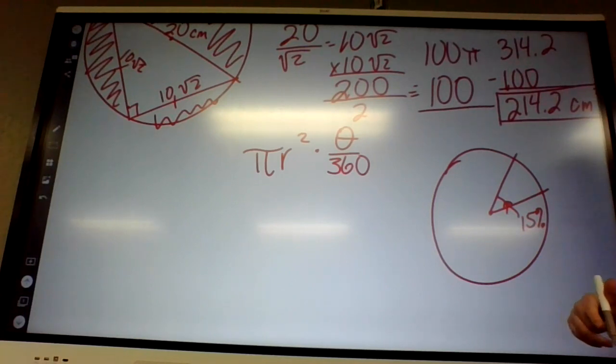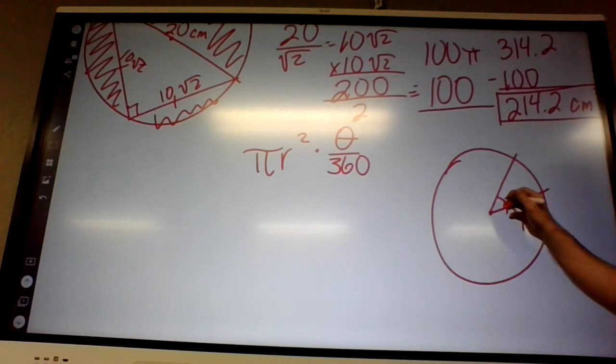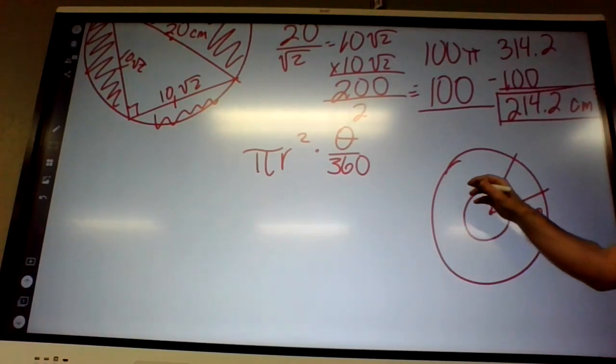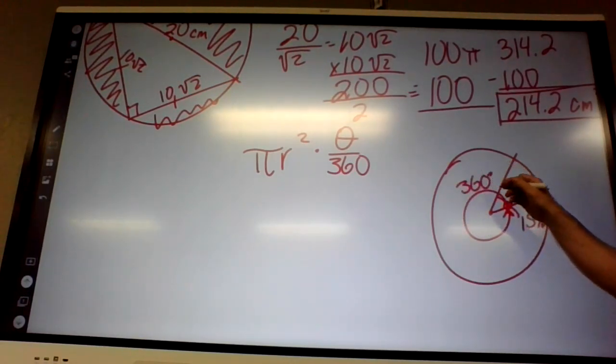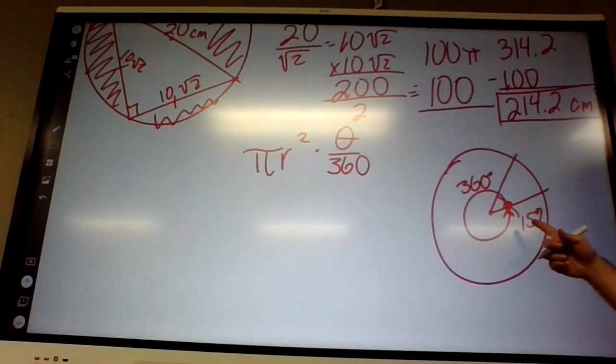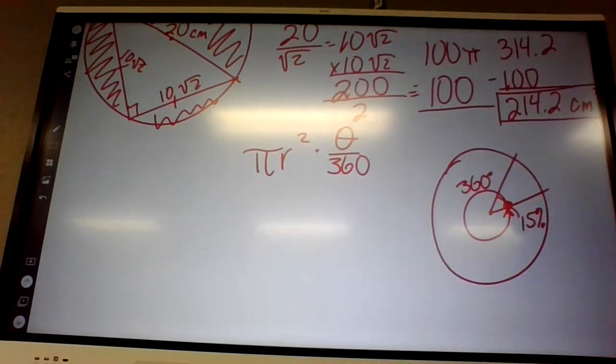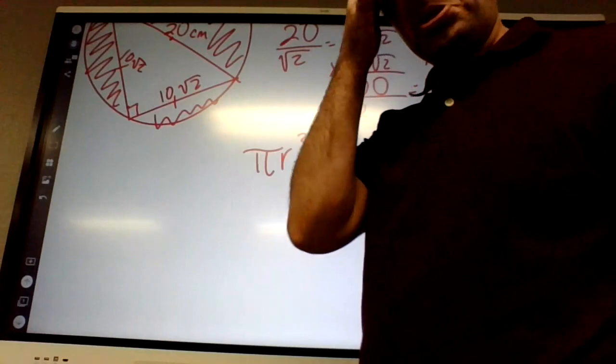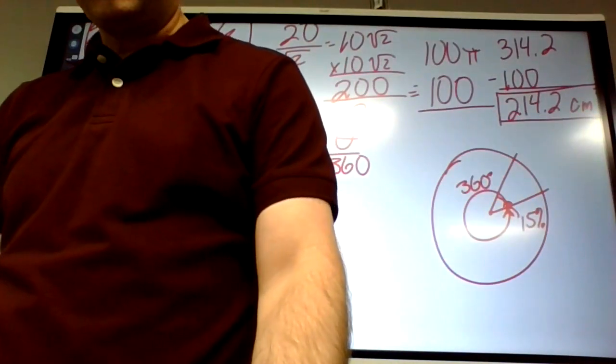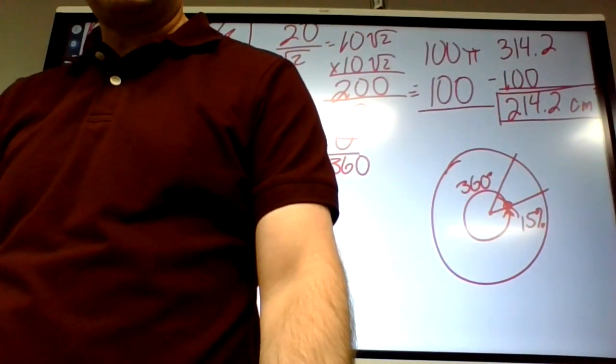It'd have to be 15% of 360, right? There's 360 in a circle, and we want just 15% of that. 15% of 360. Remember that assignment? It was the last one we turned in. So you just do 15%, 0.15 times 360. Short and sweet. All right, work on those.